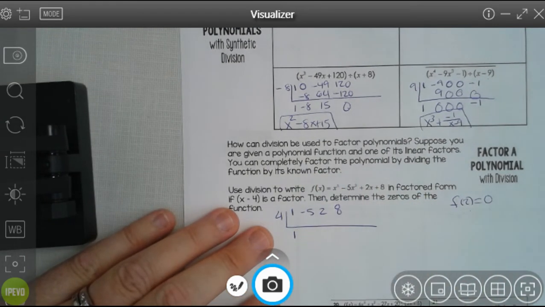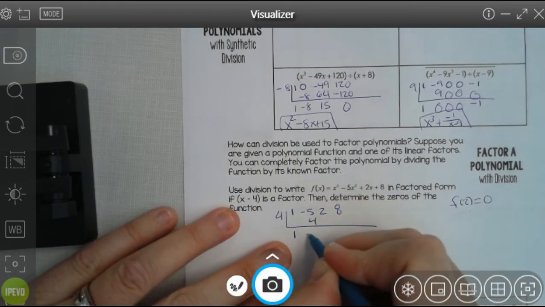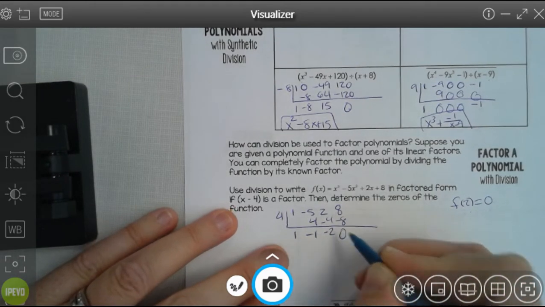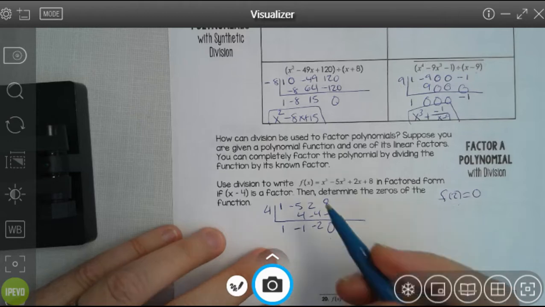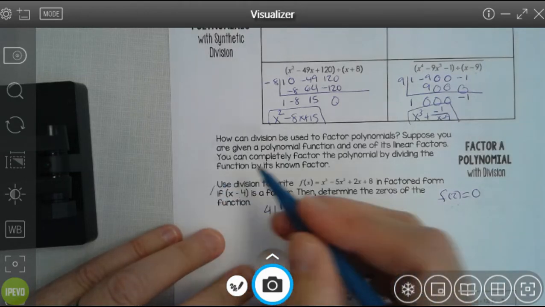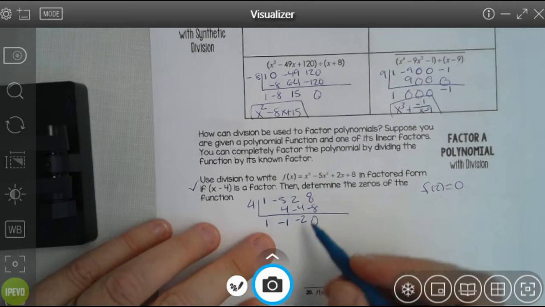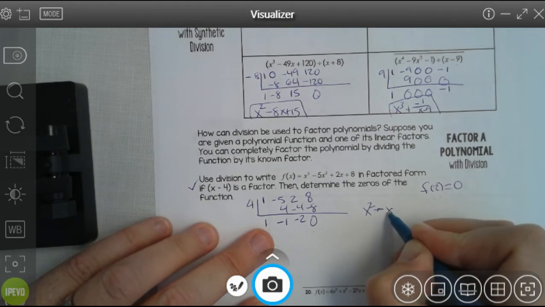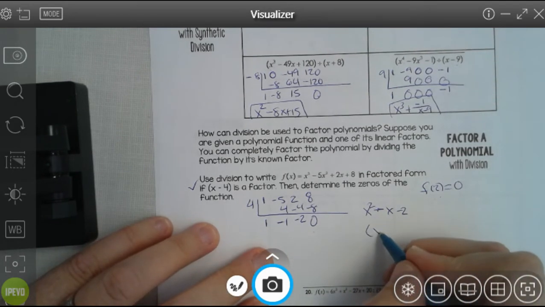So we're going to go ahead and add down, multiply up. So we got a 0, that means it is a factor. So yay. So is it a factor? We say yes, it is a factor. That was a check mark. So then write your answer. So it's x cubed. So we get x squared minus x minus 2. And then we can finish factoring that.